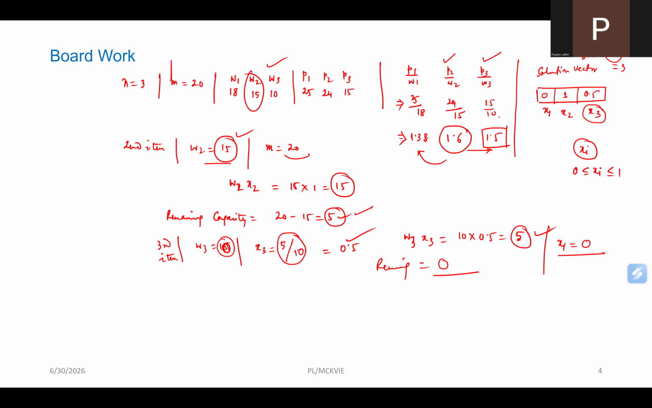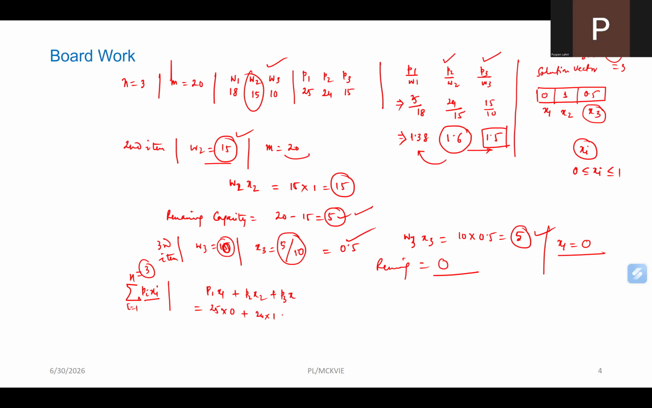Fine. Now we have to calculate the total profit. The total profit is P1x1 plus P2x2 plus P3x3, because as per the formula, it is the sum from i equals 1 to n of Pixi. Here n equals 3, so you have P1x1 plus P2x2 plus P3x3. What is P1? P1 is 25. It doesn't matter because x1 is 0. P2 is 24 and X2 is 1.